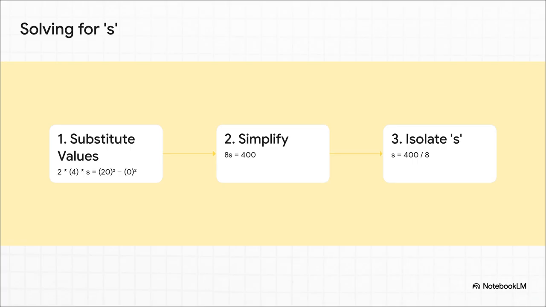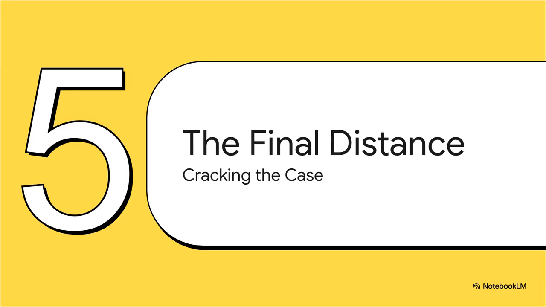On the left, 2 times 4 gives us 8, so we have 8s. On the right, 20 squared is 400. That leaves us with a much friendlier equation, 8s equals 400. The last step is to get s all by itself, so we just divide both sides by 8. And with that one final, simple calculation, we've cracked it. We have our answer. The answer is 50.